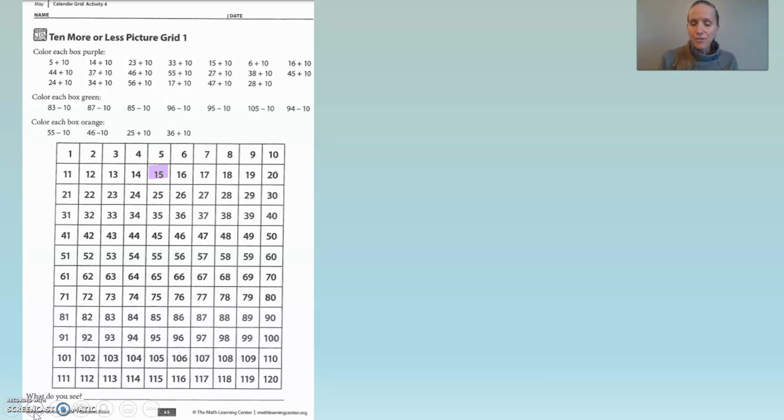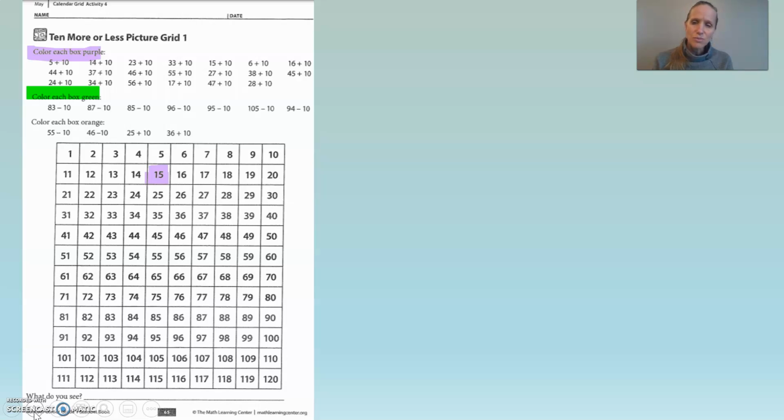Okay, the third page, page 65, 10 more or less. So this is an exercise on coloring after you've solved your problem. So the first section, all of these are going to be coloring the answer purple. So if we looked at the first one, 5 plus 10, we know that's 15. And if we looked at the second, color each box green.